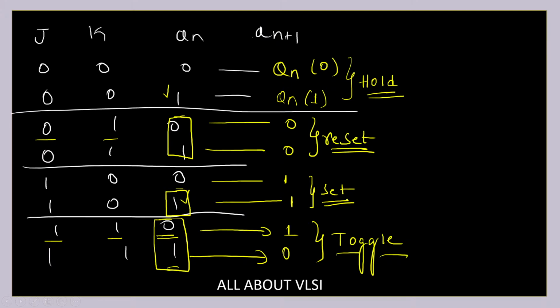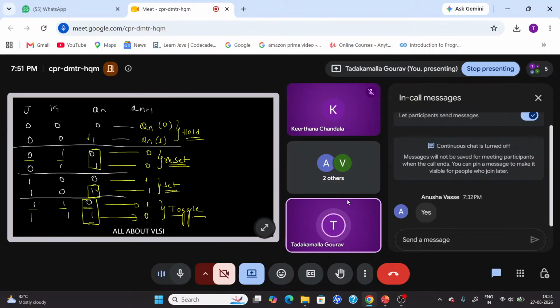So the JK latch is basically trying to remove the invalid condition which you get in the case of your SR latch. In the SR latch, whenever your S is equal to 1 and R is equal to 1, you get the invalid state. But in the case of your JK latch, you are basically trying to remove that particular invalid condition. Okay. Any doubts or any queries in this? Shall we move forward?